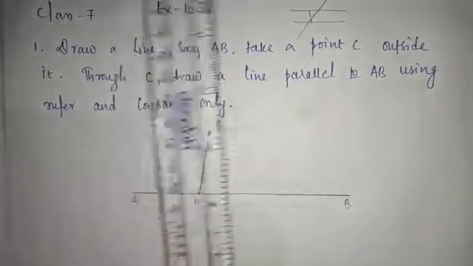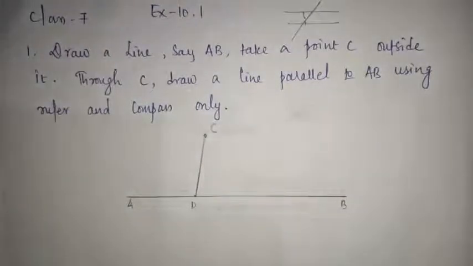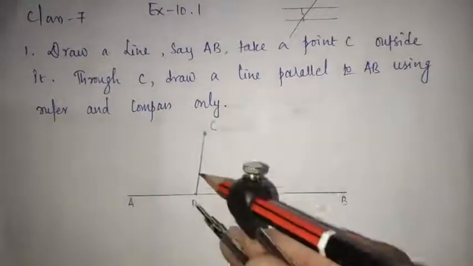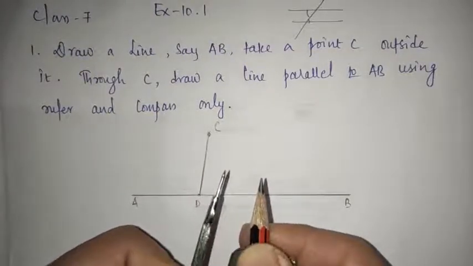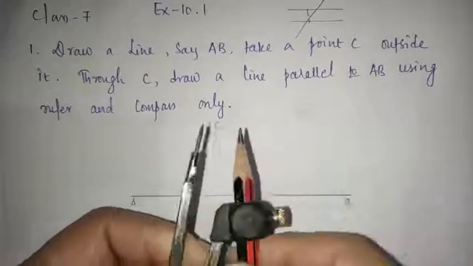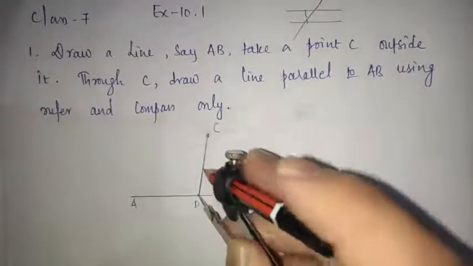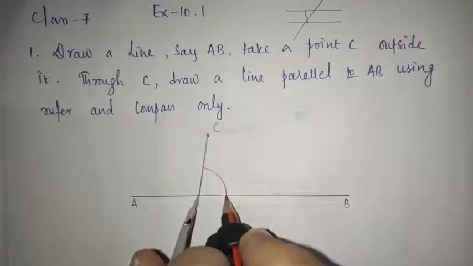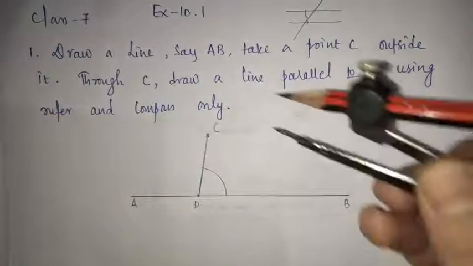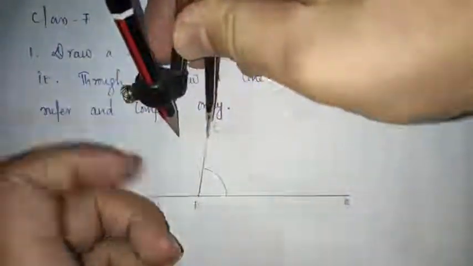Okay, so this will act as a transversal line. This CD will be a transversal line. Now from point D, open a small arc in the compass. Now don't move it, this should be fixed. Okay, so from point D you will make one arc like this. Understood? And from point C also you will make one arc.